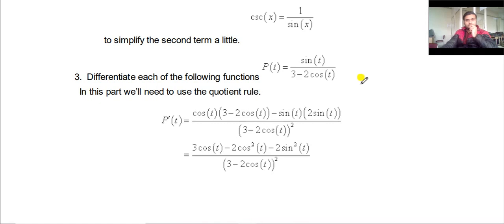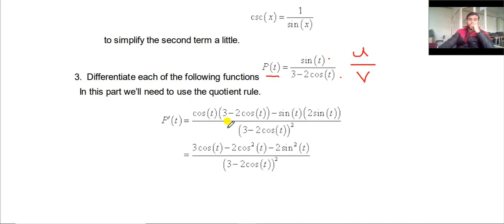So I will show you a different kind of question. Here you are given p(t) is equal to sin t upon 3 minus 2 cos t. So this is a numerical of division of two variables, u upon v. So what is the formula? Denominator into differentiation of numerator, minus numerator into differentiation of denominator, divided by denominator square.